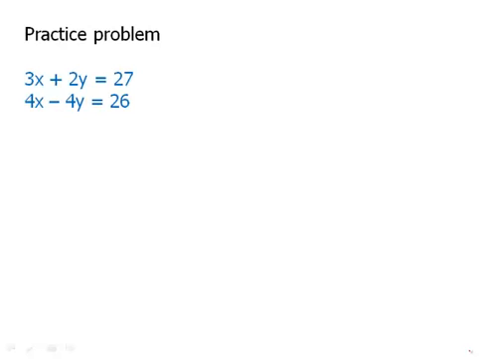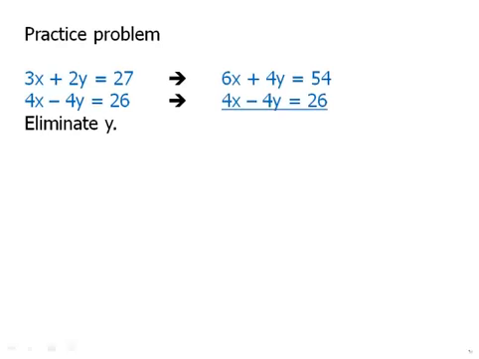Okay, well notice that the coefficients of y, positive 2 and negative 4, one is a multiple of the other. So that would be the better choice. It would not make sense to eliminate x here. It would be much more strategic to eliminate y, because all we'd have to do is multiply that top equation by 2. Multiply the top equation, every term, by 2. Then we have a plus 4y and minus 4y. We add, those cancel. We get 10x equals 80, x equals 8.